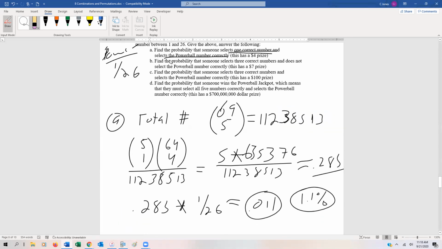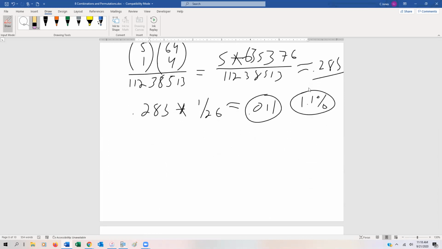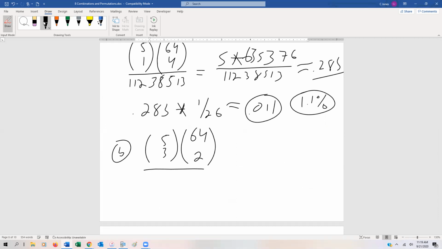All right, so what's the probability that somebody selects 3 numbers and does not select the Powerball number correctly? All right, so to figure that out, we want 5 choose 3, times 64 choose 2. Right? And again, that's just because we want 2 of the bad numbers, because we want 3 exactly. And then we're going to divide it by the 112385513. So let's see how that goes.